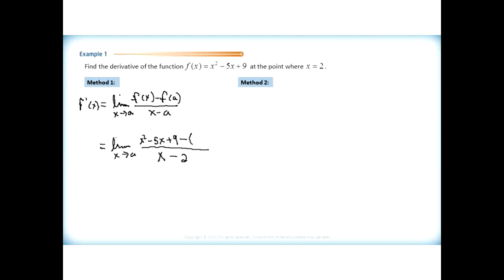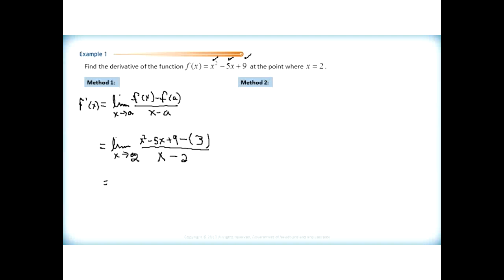So the only thing we don't have is this number right here, which is the value of the function at x equals 2. So we're going to say this is the limit now as x approaches 2, not a, excuse me. So when x equals 2, we're going to have 4 minus 10, so it's negative 6, plus 9 is a positive 3. So that function value right there is a 3.